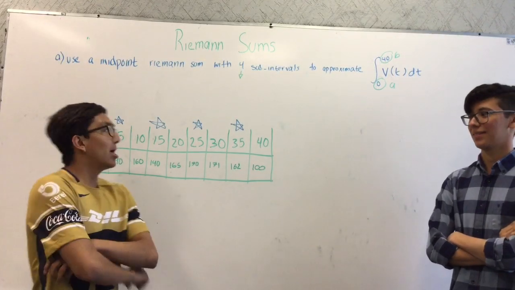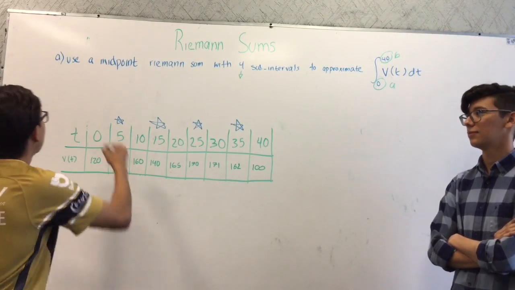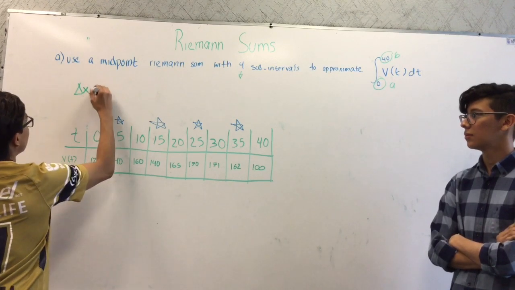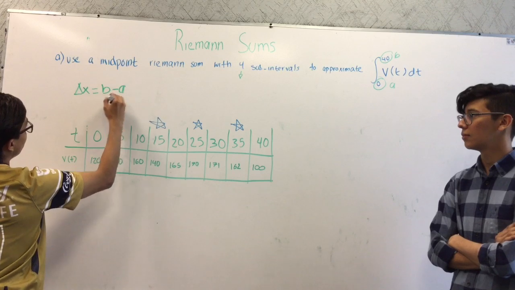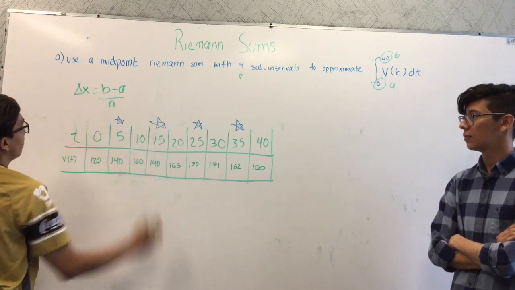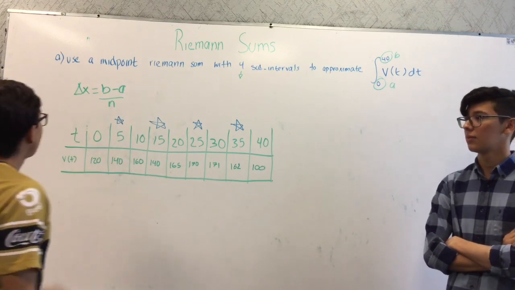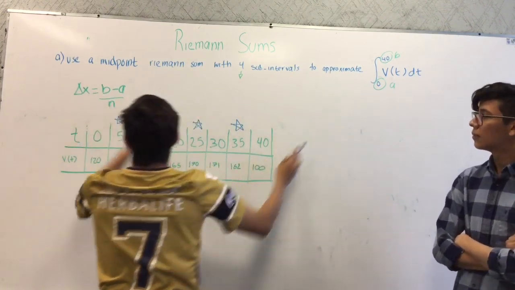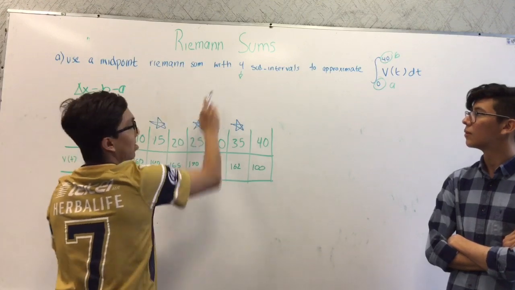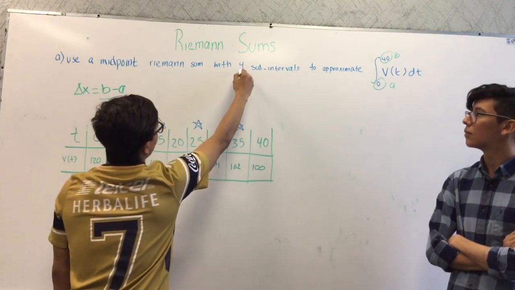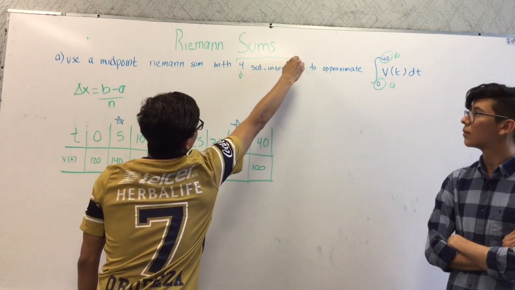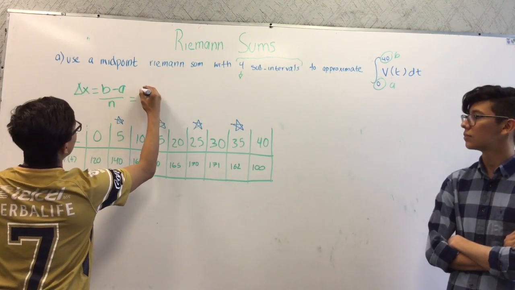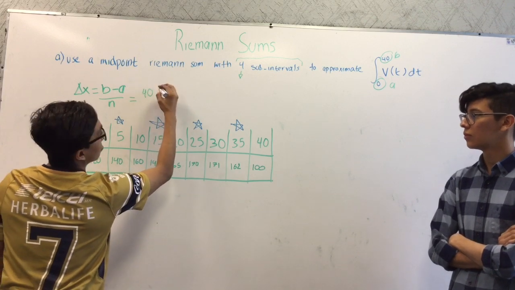Okay, the first thing that we need to do is to locate delta x. The formula for delta x is b minus a divided by n. In this case, the b is 40 and the a is 0. And finally, the n is 4, because we need to check that there are 4 sub-intervals. Then we substitute the values in the formula.